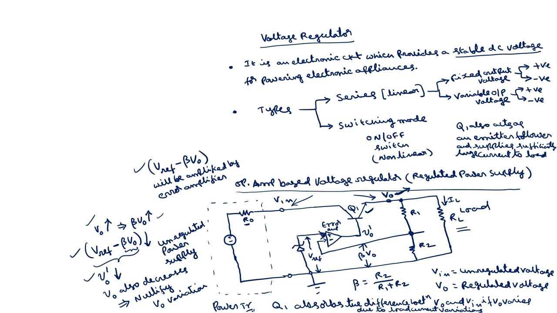Now, because of the advancements in microelectronics, this entire circuitry can be fabricated on a monolithic silicon IC. So what are the advantages of these IC based voltage regulators when compared with the discrete voltage regulators?